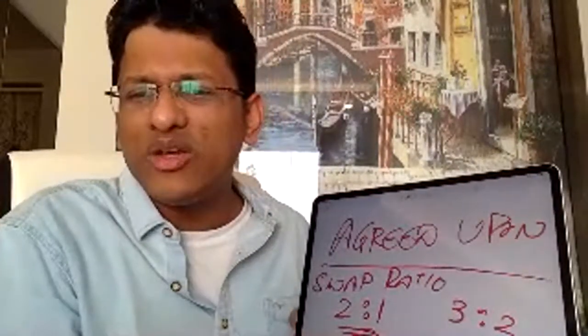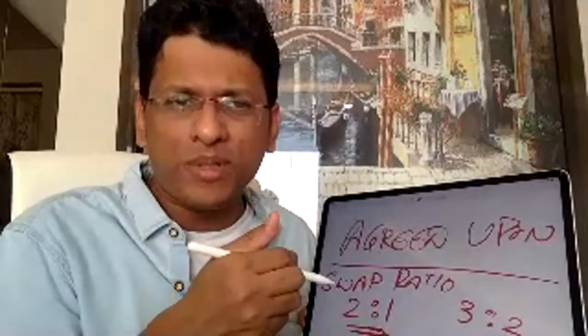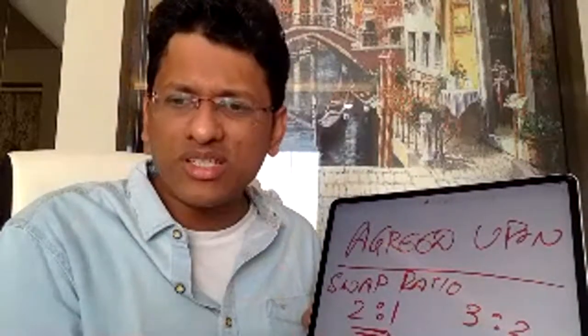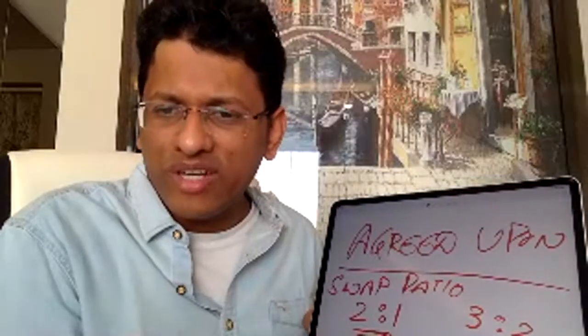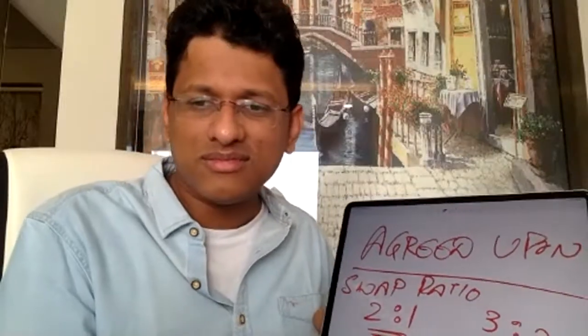Intrinsic value, everybody is saying, keep intrinsic value aside for a moment. First focus on the swap ratio. What is this 2:1? What is the meaning of 2:1? For every 1 share, 2 shares will be given. 1 share where, 2 shares where? When I say 2:1, what does it mean?